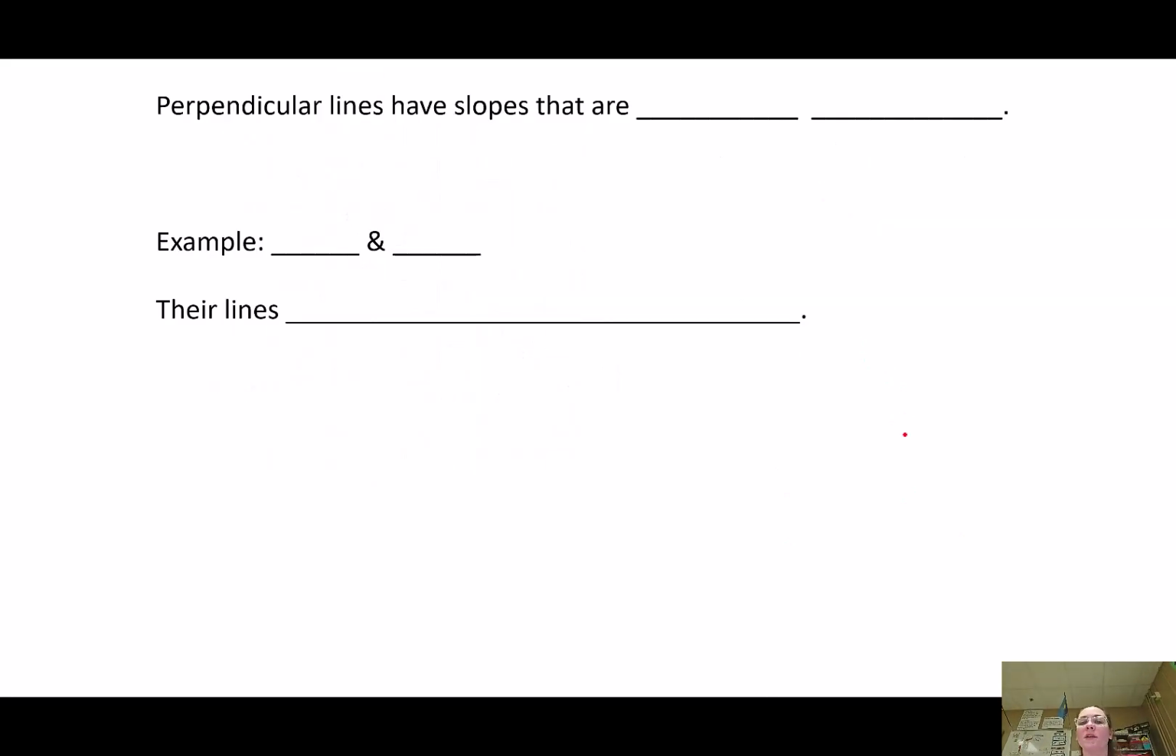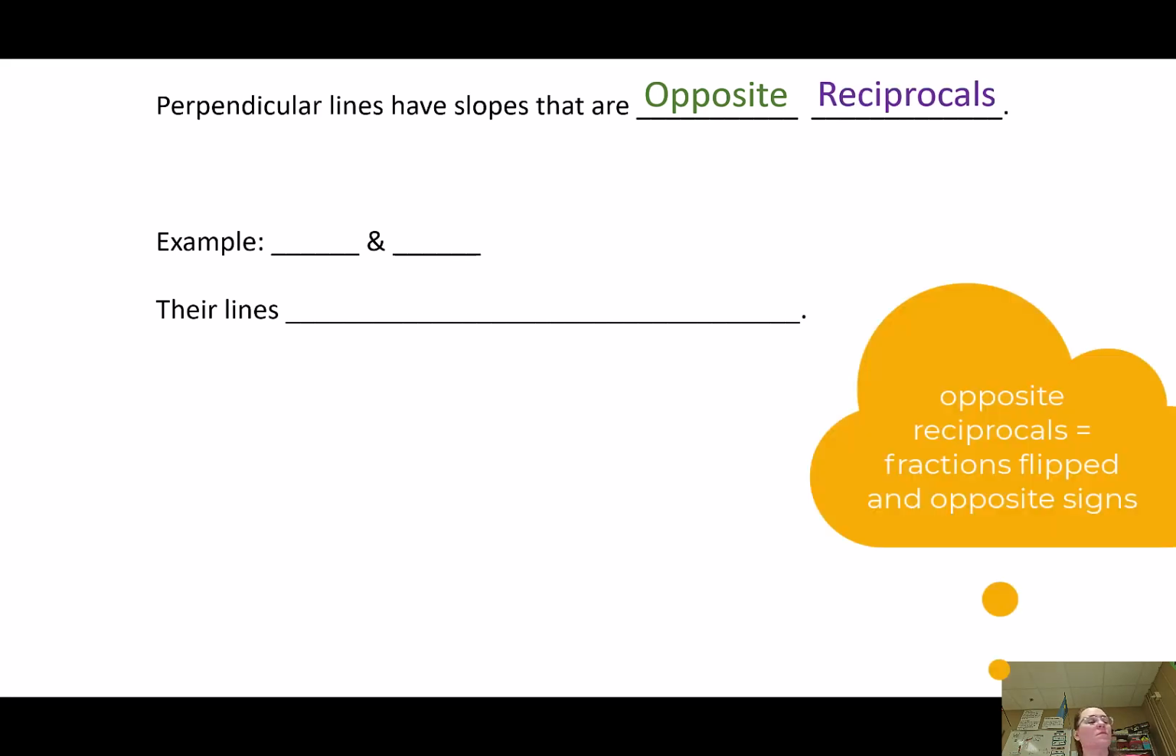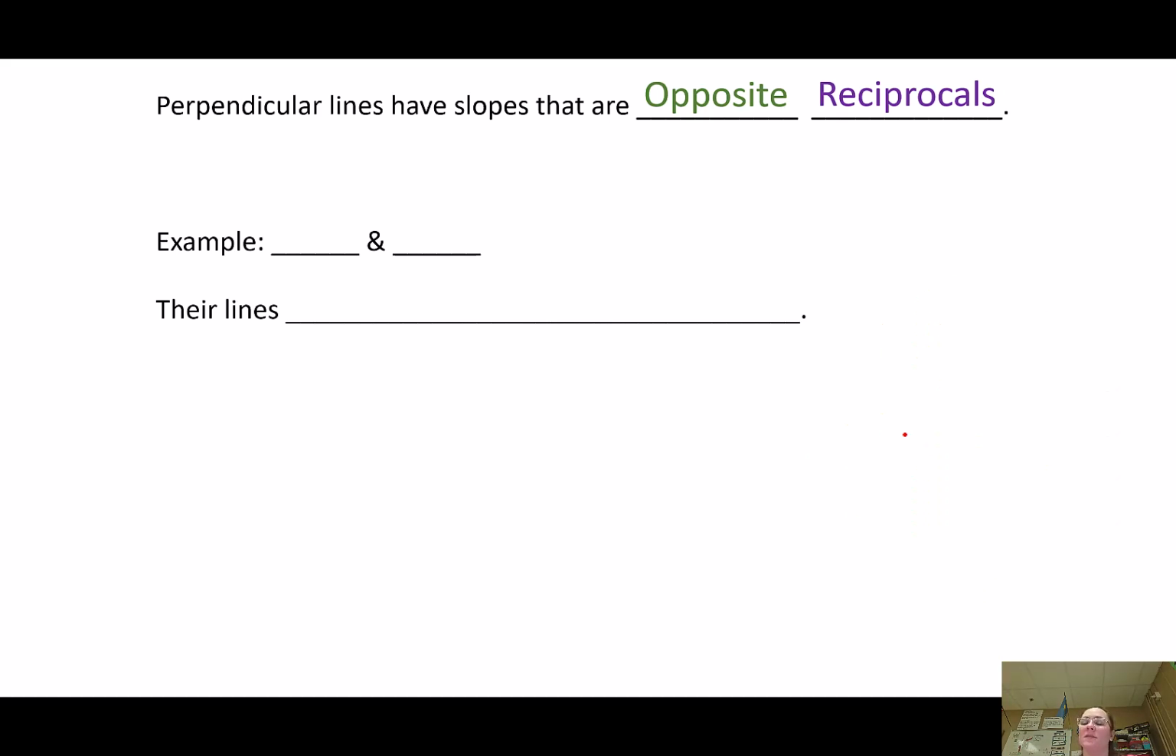Okay, perpendicular lines now. Perpendicular lines have opposite reciprocal slopes. All this means is that a reciprocal is such that if I take the 2 fractions and multiply them together, they're going to equal 1. So an opposite reciprocal means that if I multiply the 2 together, I'm going to get a -1. So here's an example, 2/3 and -3/2.